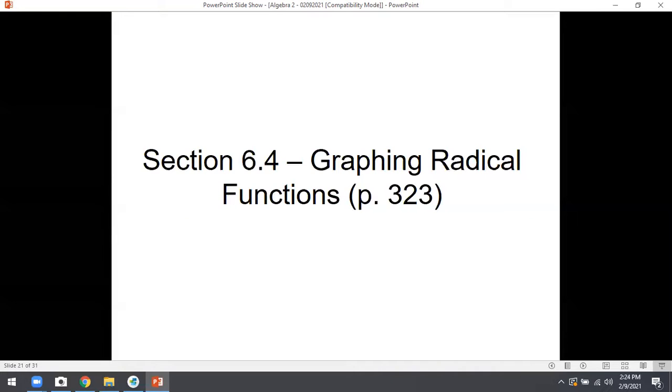Section 6.4 is the title today, graphing radical functions. It's going to be exciting. All right. So I'm going to go off script for some of the basics. First thing they're going to talk about is even roots. So let's talk about even roots. The title of this is even roots. You can write that down as I play with things.